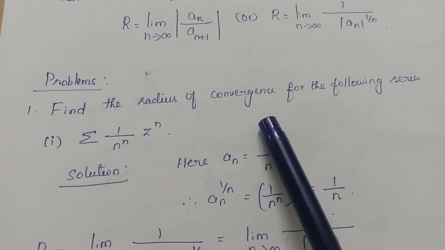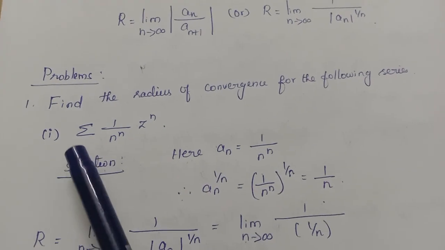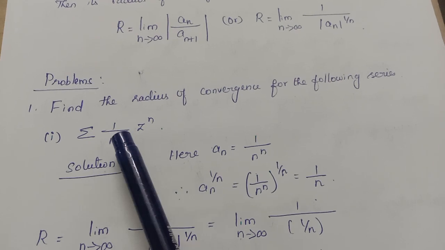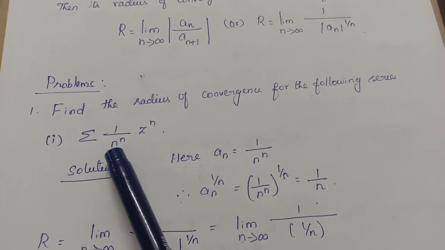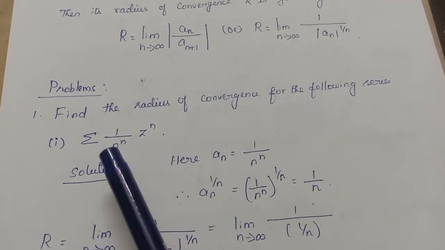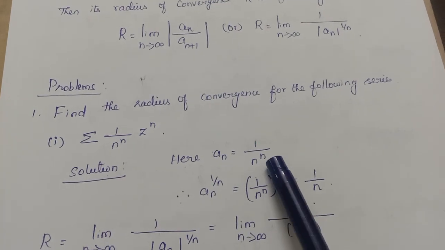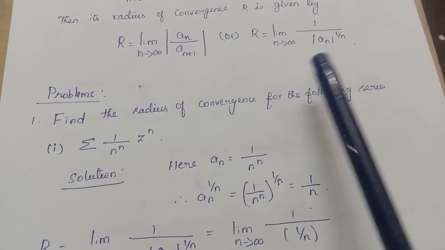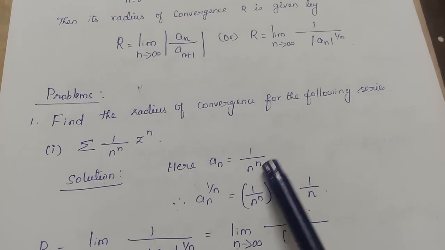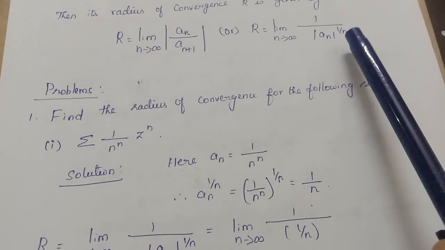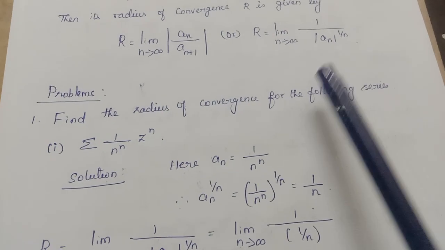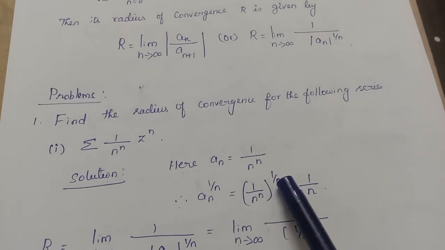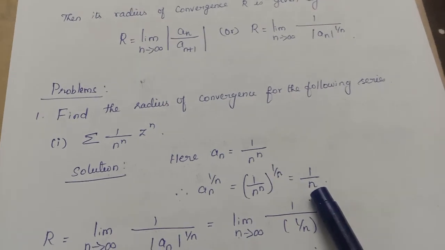Right, now let's see some problems. Find the radius of convergence for the following series. The first one is summation 1 by n^n z^n. Here the coefficient of z^n is taken to be a_n, so a_n equals 1 by n^n. We have two formulas, and you can make use of any one of them. Looking at the problem, we have power n here, so I can make use of this formula. So find a_n power 1 by n. This power n will get cancelled, so simply 1 by n.